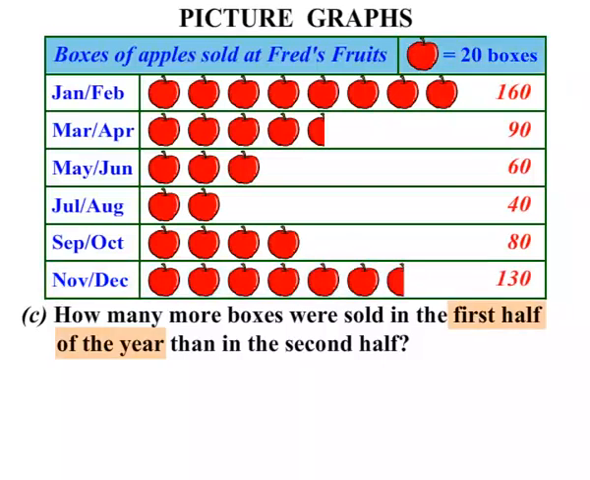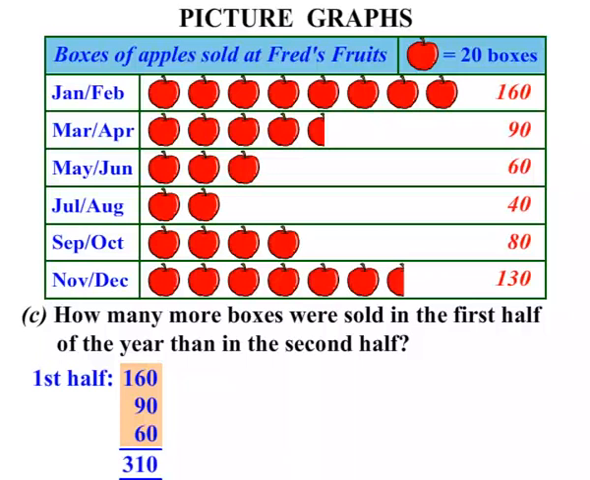So going back to the question, we're comparing the first half of the year with the second half. So the first half, as shown on the diagram there, let's write down the numbers required. The 160, the 90 and the 60. Let's write them down and we're going to add them up. So when we add them up, we find that we get 310 boxes altogether there.